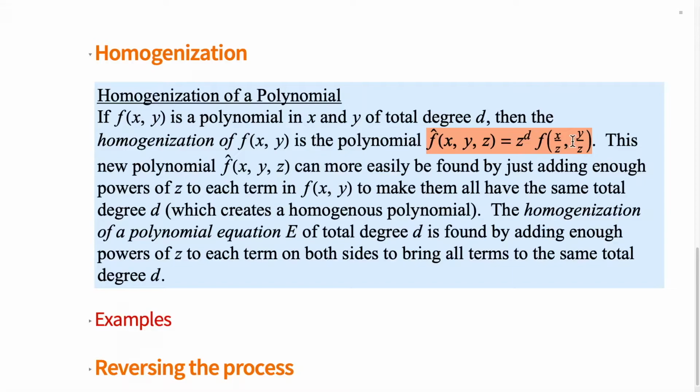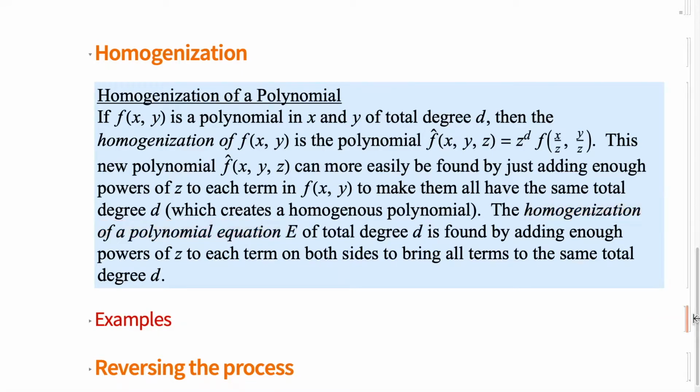This formula works really well as a definition and it actually has some nice theoretical properties, but it's probably not the easiest way to do it in practice. Another way to find this homogenization, you can find it more easily by adding just enough powers of z to each of the terms in f of x, y to make all of the terms have the same total degree d. When you do that, you will create a homogeneous polynomial. That's for a single polynomial. The homogenization of a polynomial equation of total degree d, you find by adding enough powers of z to each term on both sides to bring all terms to that same total degree d.